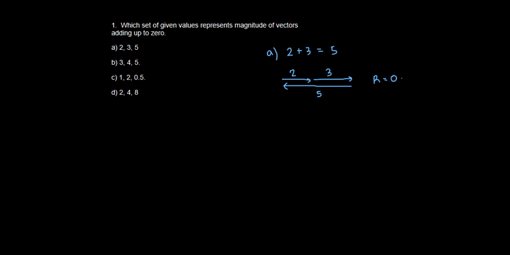The second way: sometimes, if you take option B, you can see none of the numbers, if you add them up, is equal to the third number. 3 plus 4 is 7, which is greater than 5. 4 plus 5 is 9, not equal to 3. 5 plus 3 is 8, not equal to 4. If that is the case, we have to check if the three vectors can form a closed triangle. So what is the criteria to find if the vectors are forming a closed triangle?